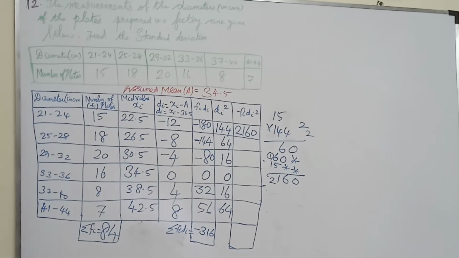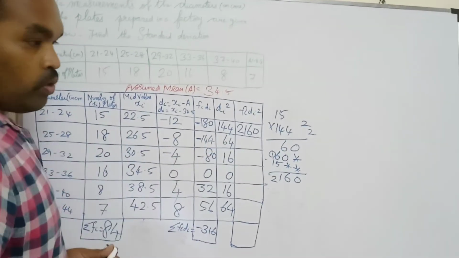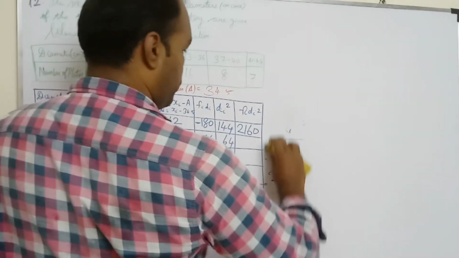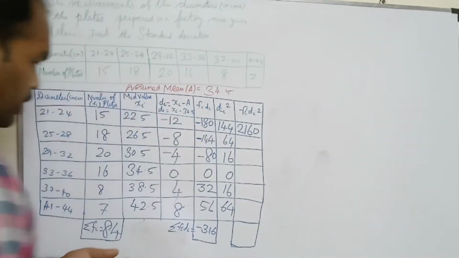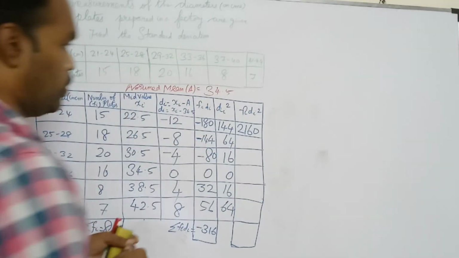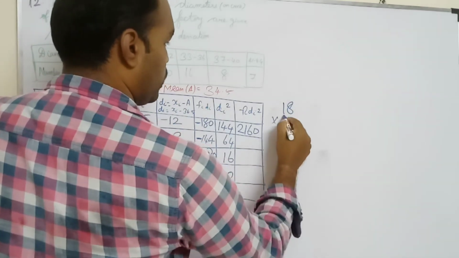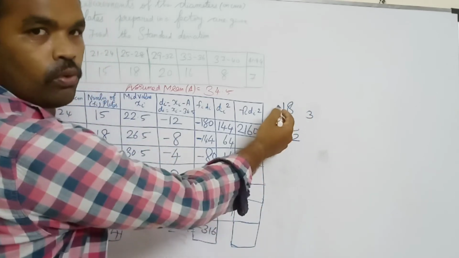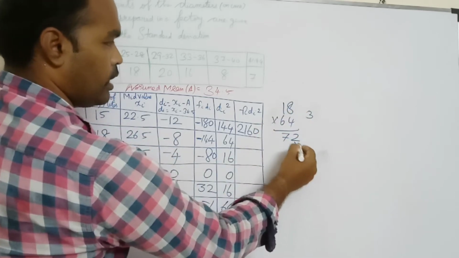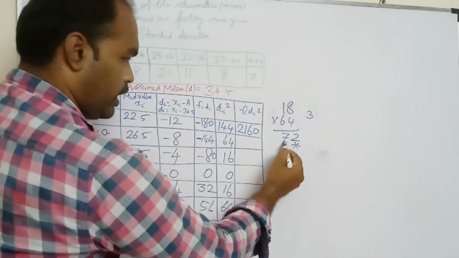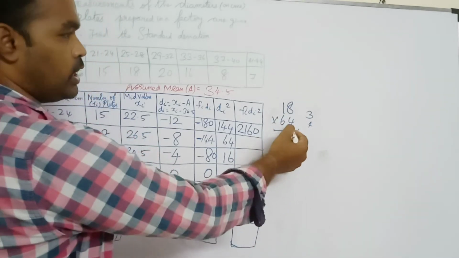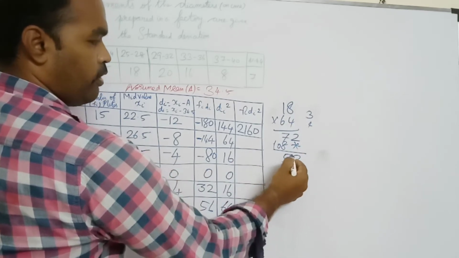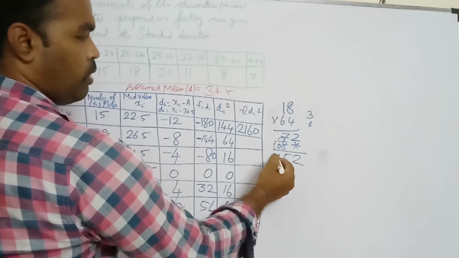The next one is 18 into 64. We need to do the calculation. 18 into 64, how much? 8 fours are 32. Balance 3. 4 ones are 4. 4 plus 3, 7. 8 6s are 48. Balance 4. 6 ones are 6. 6 plus 4, 10. 8 plus 7, 15. Balance 1. 1 plus 0, 1.